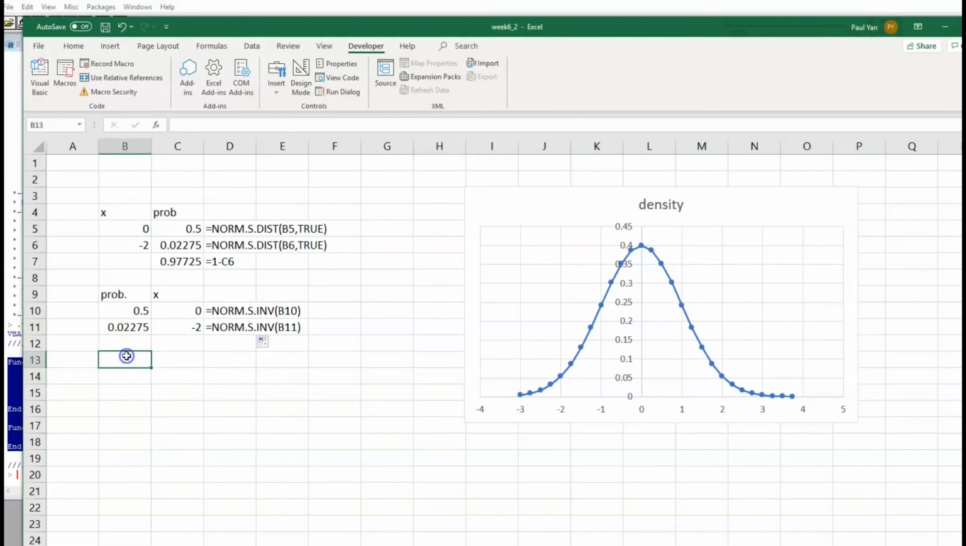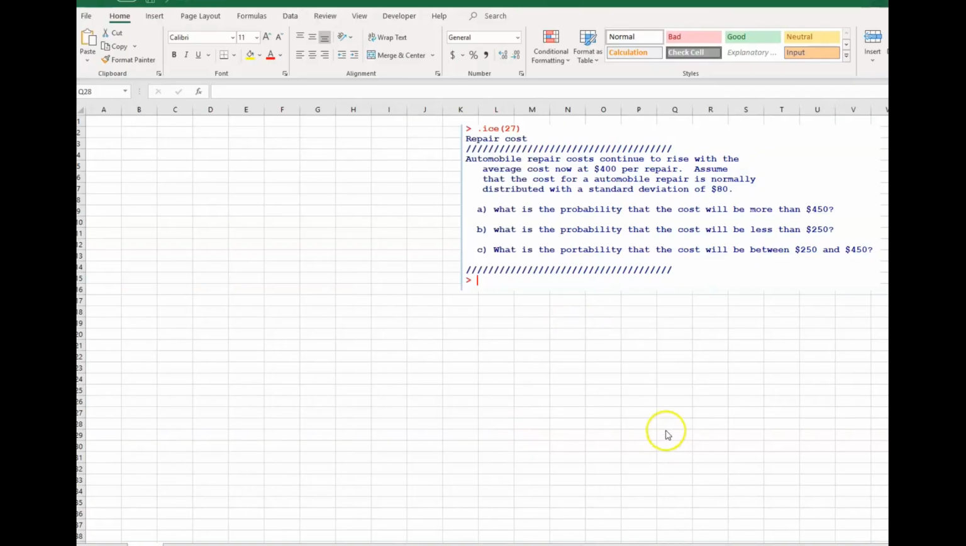Another way to find it: suppose we look at this value. This is negative 2, so the opposite should be a positive 2.